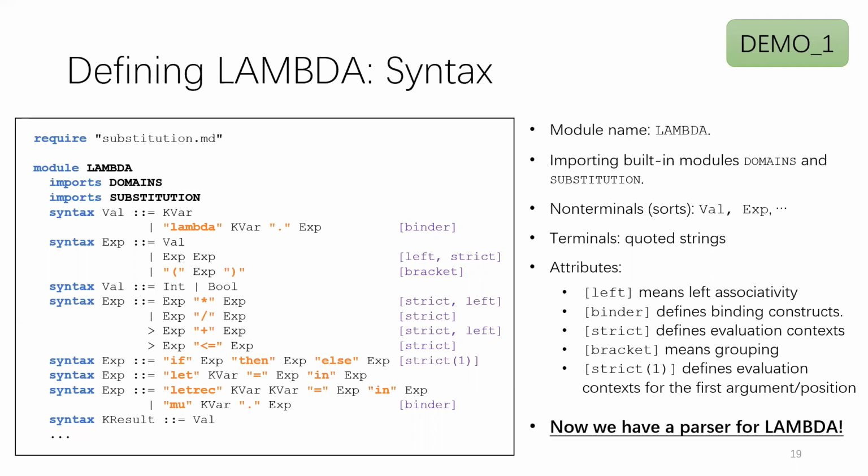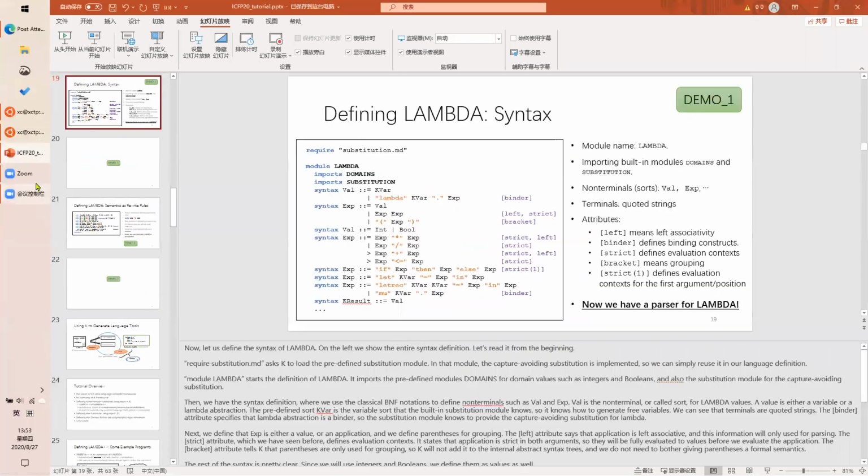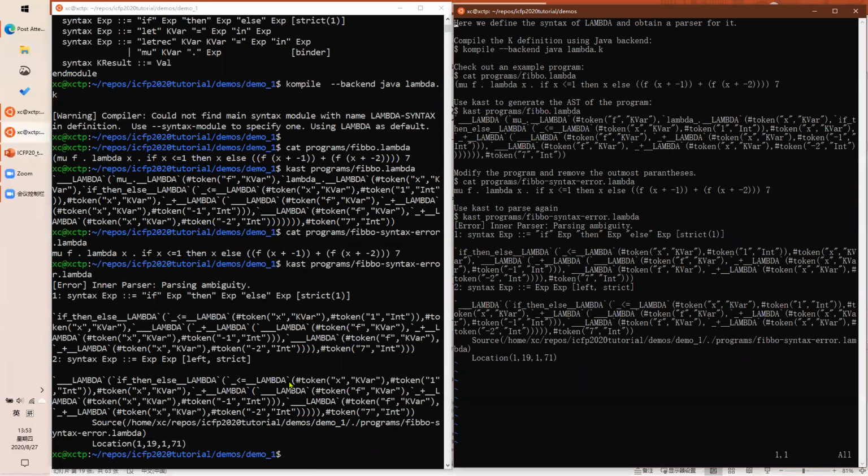Okay, thanks. Sorry, I was looking away at the moment that you showed this. So you run K compile, and then you get a parser. How do you run the parser on a test program? I use the kast command. kast, yes, that's a parser.